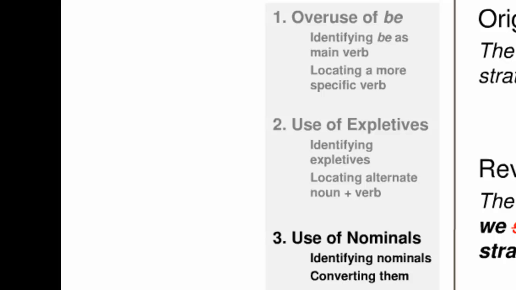Let's move on to the third obstacle to conciseness, the use of nominals. A nominal is a verb which has been made into a noun by adding an ending like M-E-N-T or A-N-C-E. To overcome this obstacle, you need to identify the nominal and then convert it back into a verb. In general, verbs are more forceful than nouns.